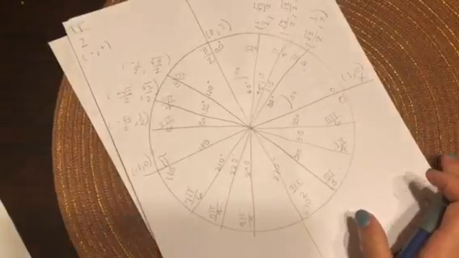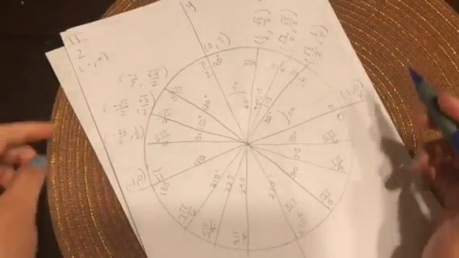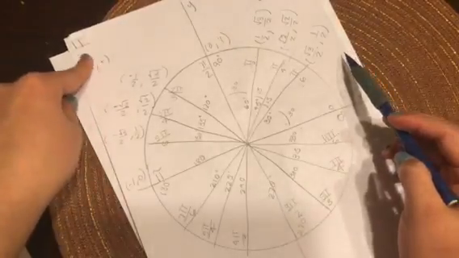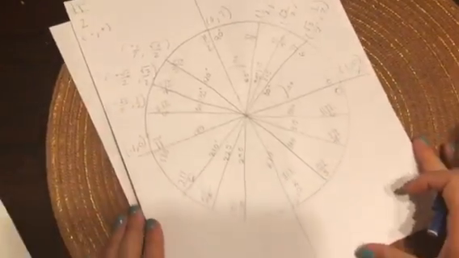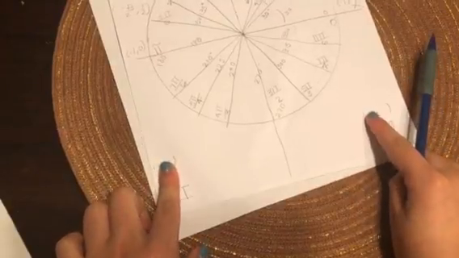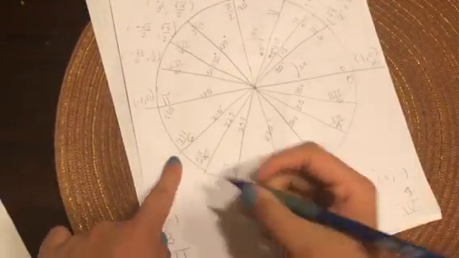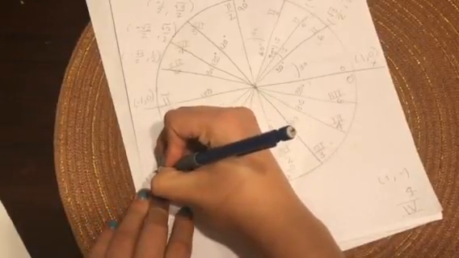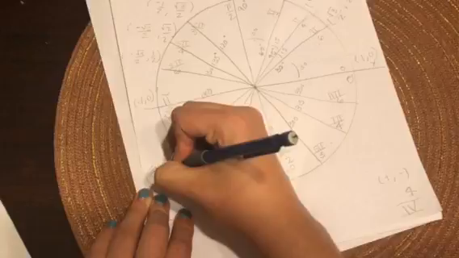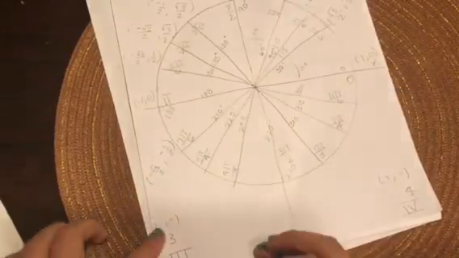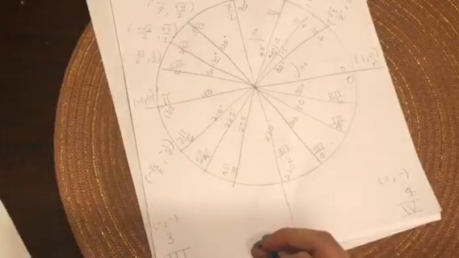So the points are all the same. The only difference is that I made the first number negative, and I'm just following this right here. And I'm going to do the same for right here and right here. So this one's going to turn out to be negative radical 3 over 2, and then negative 1/2. Since both are negative, both will be negative here.